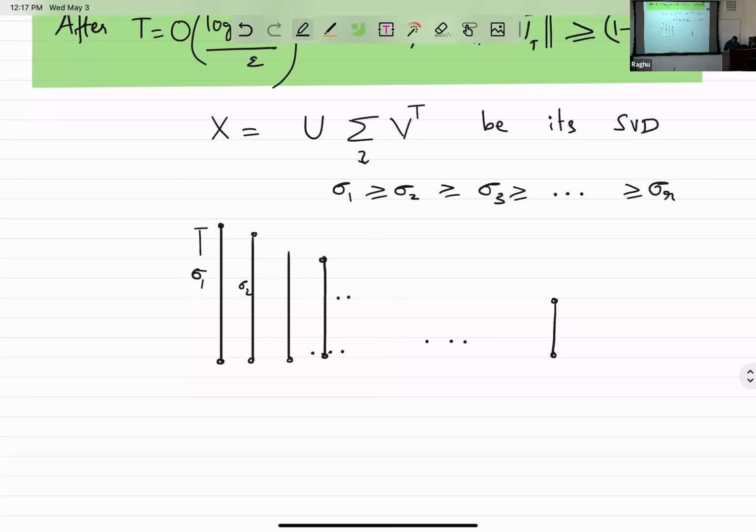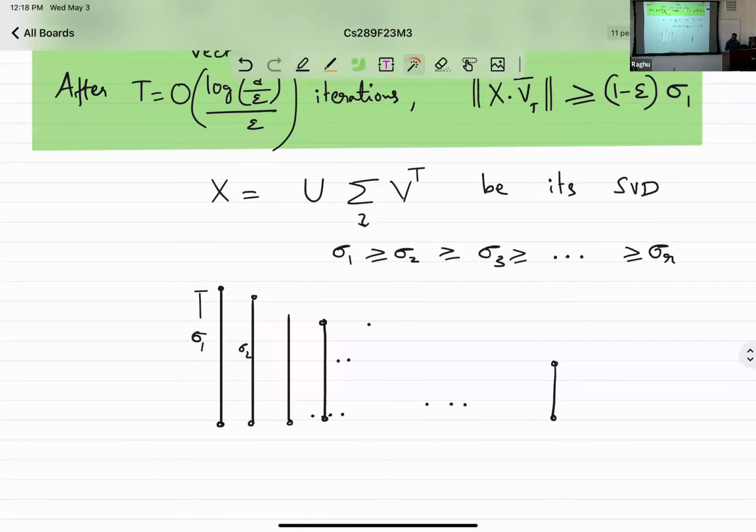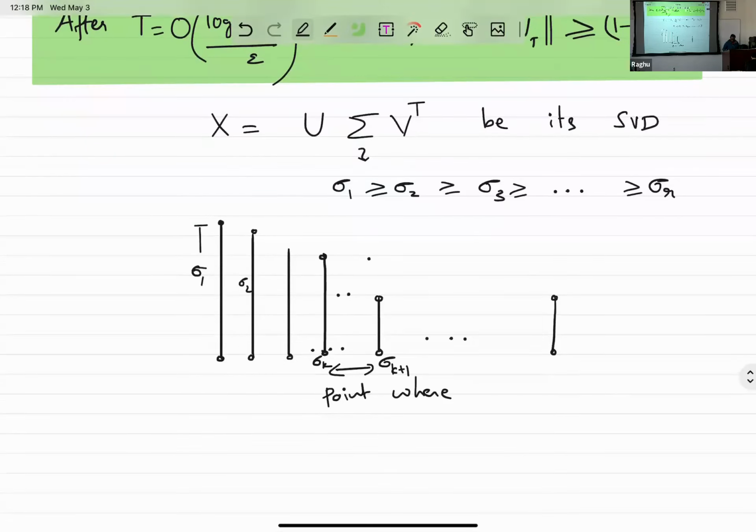Okay. So, I mean, if many of these are close, what should you look at? Well, let's look at the first value which drops below the target accuracy. Right, this is our target accuracy, 1 minus epsilon. Let's look at the first value where it kind of drops below that. Maybe this is the point where, let's say this is sigma k, this is sigma k plus 1.